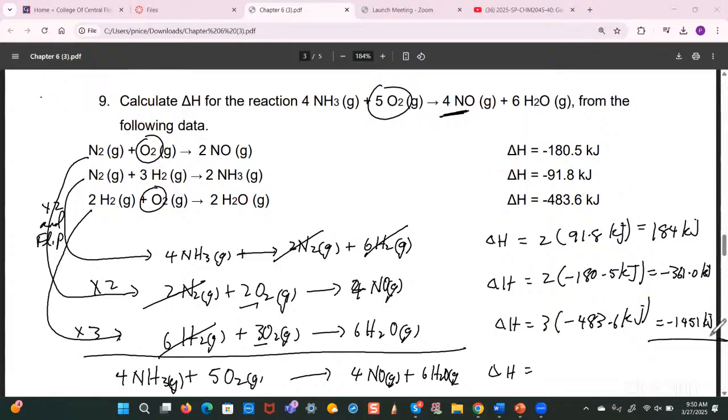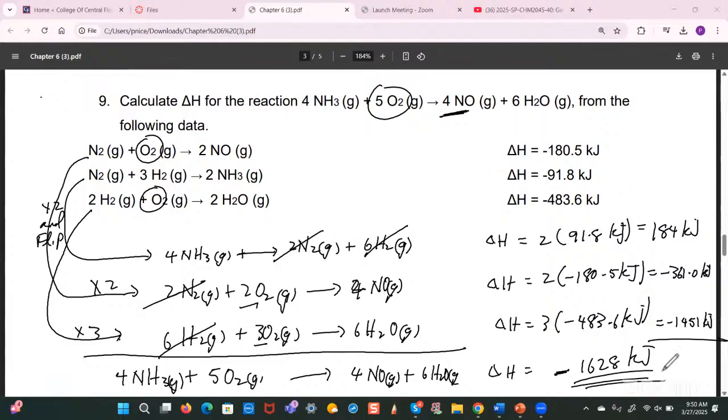So 184 minus 361 minus 1451. According to my calculations, this works out to be equal to minus 1628 kilojoules. And that's how that is done.